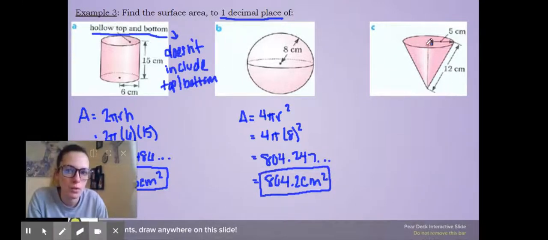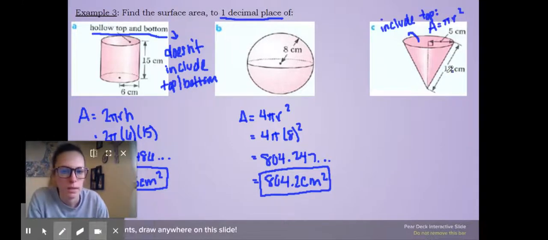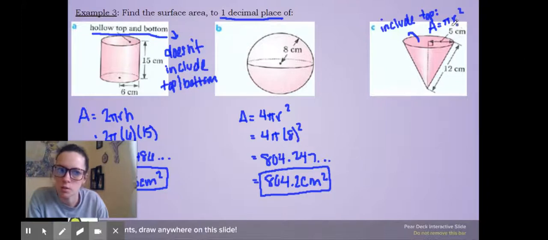Finally, part C, note that it does not specifically say that it has a hollow top. So that means we are including this circle on the top. And if you recall, the area of a circle is just pi r squared. Looking first at the area of the slanted piece, the formula is pi times the radius times the slanted length, which they use L to represent. I'm also going to add in the area of our circle on the top, so I don't forget it.